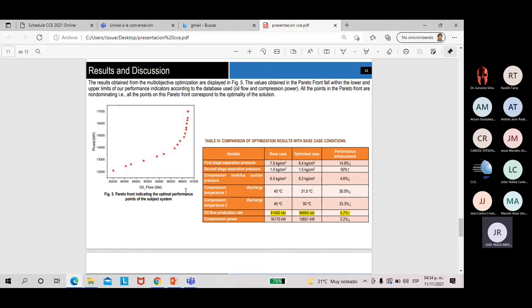The results obtained from the multi-objective optimization are shown in the Pareto front. All the points in the Pareto front are non-dominated and correspond to optimal solutions. Comparing the results with the base case, the oil flow obtained increased by 6.2%. This increase in production is important because it contributes to the daily production of national crude and avoids the burning of gas due to inefficient processes.